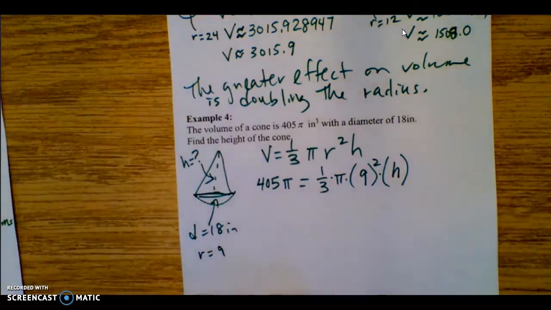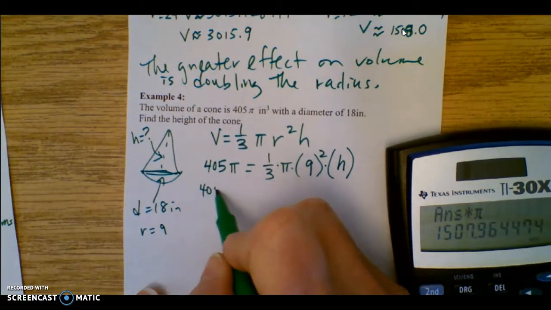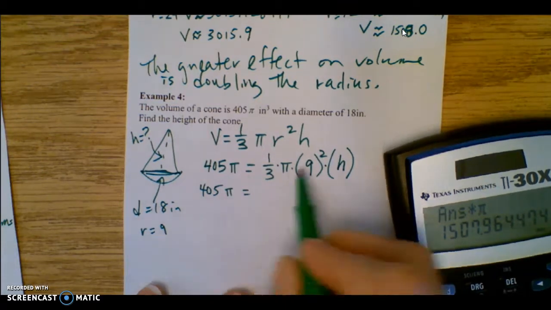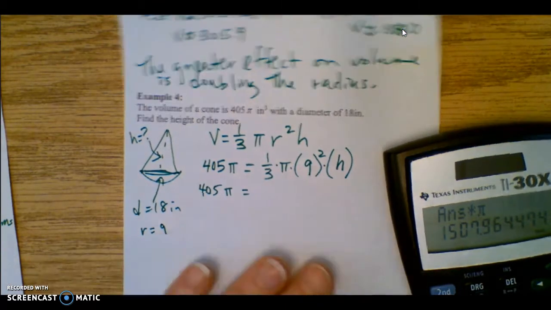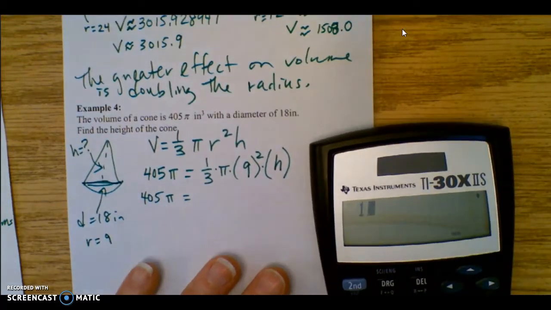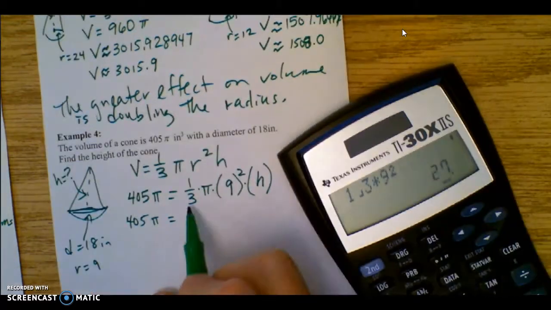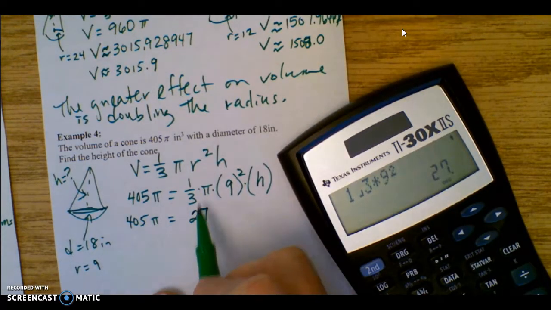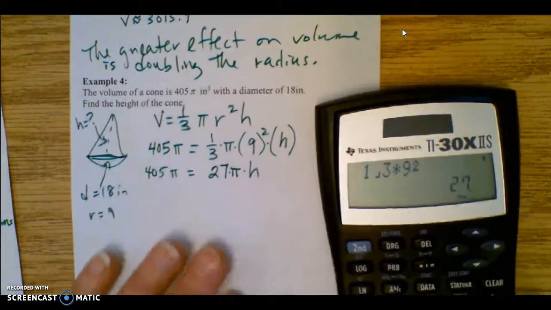So I think we can do some cleanup with this equation. We're going to leave the 405 pi here for now, but on this side of the formula, I think we can do some work with the 1/3 times the 9 squared, and I think we can clean that up. So 1/3 times 9 squared is 27. That means I can replace the 1/3 and the 9 squared with this number, but I still have pi, and I still have my height that I want to find.